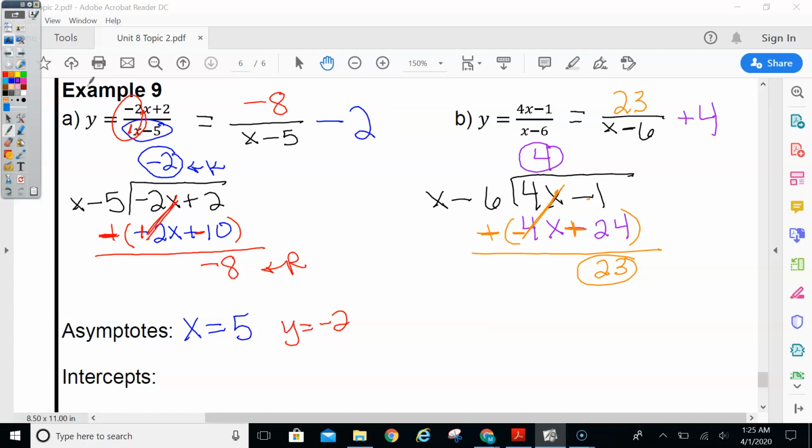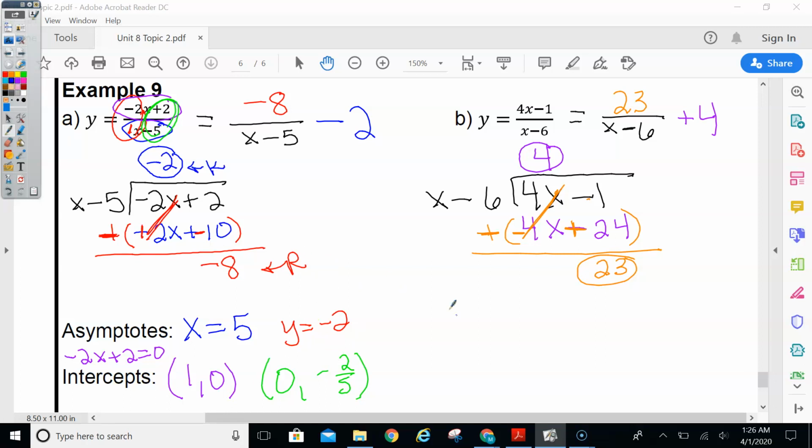X-intercept, numerator equal to 0. So if I set this equal to 0, negative 2x plus 2 equal to 0, I'm going to get a negative 2 divided by negative 2, which is just 1. And then the y-intercepts are your constants. So 2 over negative 5 is just negative 2 over 5. Again, you can change that to decimal if you want, but not all the decimals are going to be nice, so I'm just going to leave it.